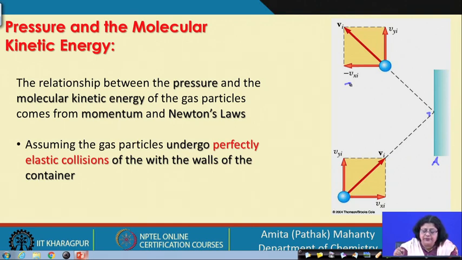We are going to be interpreting the pressure and the kinetic energy of the molecules based on certain assumptions, like what we have done in the previous class, that the molecules which are striking are undergoing a perfect collision or an elastic collision, where the total kinetic energy of the molecules is conserved. Okay? What do you mean by that?